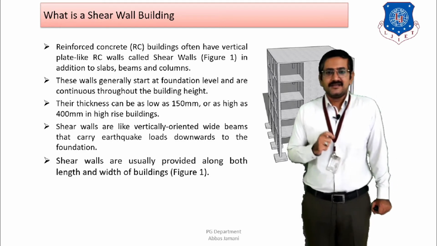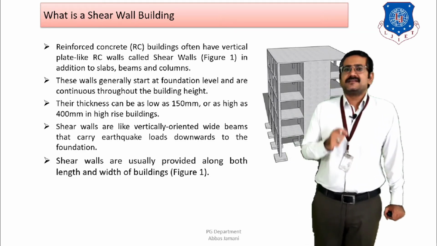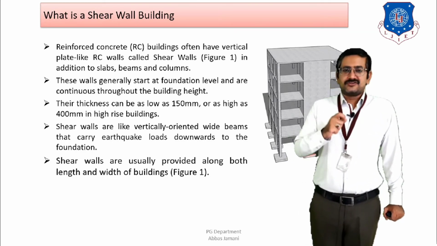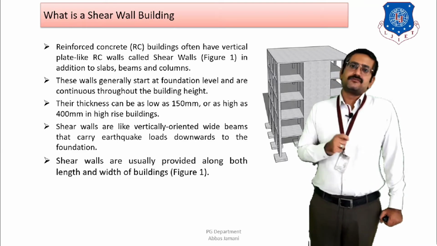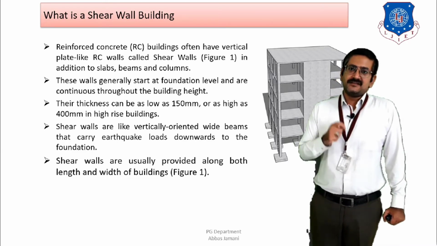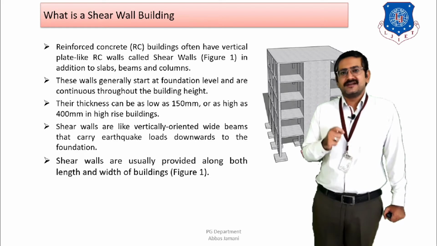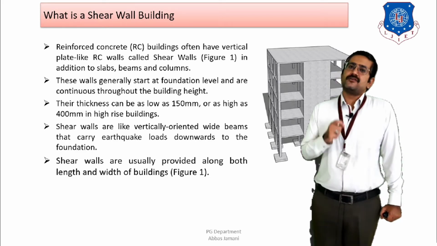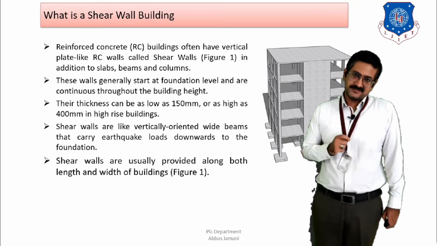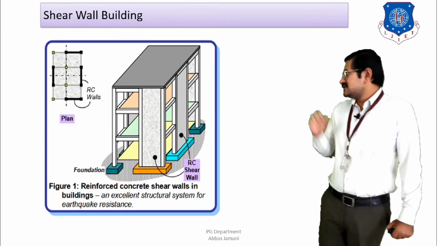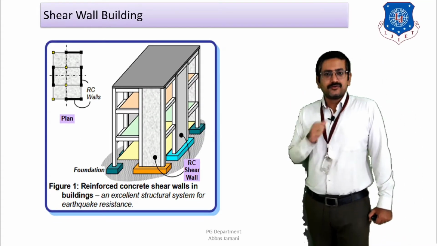And lastly, in order to ensure that good performance of the building is achieved through these elements, the shear walls should be distributed evenly in plan, and they should be provided along both the principal axes, right?